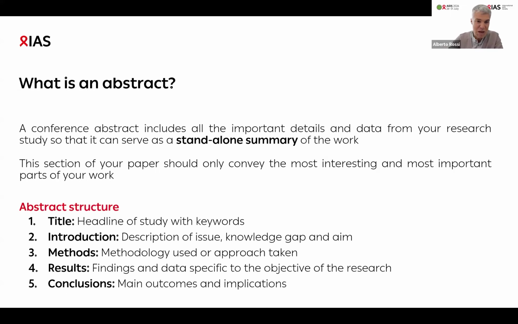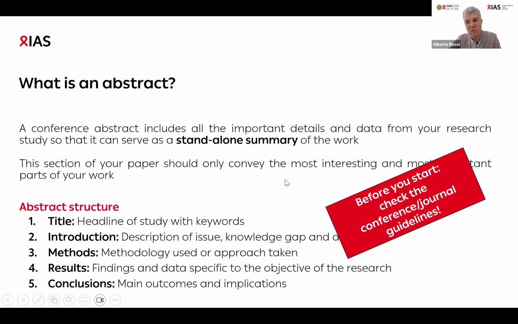This is how a normal abstract is structured. There's a title, an introduction, methods, results, and conclusion. We're going to go into detail on each one of those, so I'm not going to spend more time on them here. But please do remember that this is the format that JIAS uses for our papers, and also the structure that the AIDS 2026 conference will follow. This could be different for other journals and other conferences. So before you sit down and start writing your abstract, please do make sure to check the conference or journal guidelines.